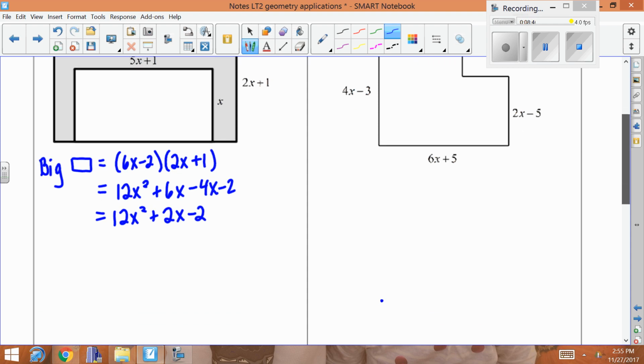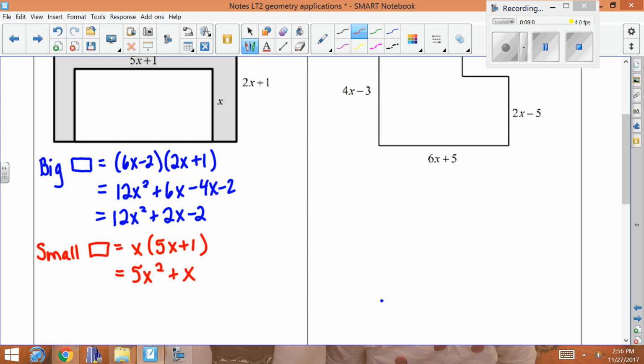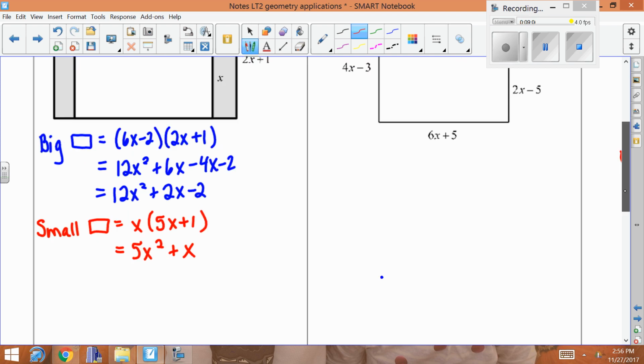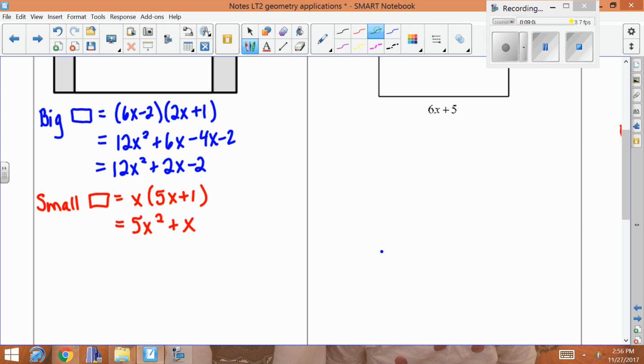Now we just have to do the smaller rectangle, or the white rectangle here. I'm going to call it small rectangle. And this one, again, one side is x, the other side is 5x plus 1. All we have to do is just regular distribute here. We get 5x squared plus 1x. Now, however, we have to find the area of the shaded region there. So to do the shaded region, we're going to have to take the big rectangle and subtract the small rectangle.